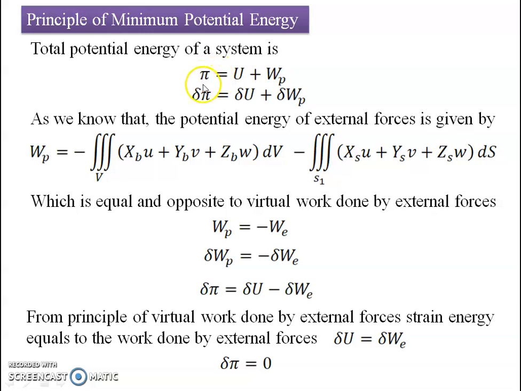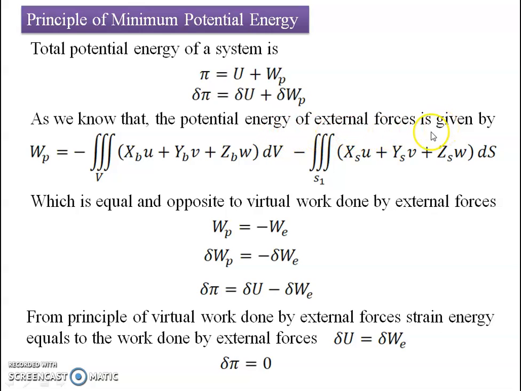If we take the incremental part of this, we can say dΠ equals dU plus dWp, where U is the strain energy and Wp is the potential energy of the external forces. So here we are going to consider incremental values, which will be a summative value of increments in strain energy and increments in potential energy of external force. We have also gone through the relationship of potential energy with reference to the applied forces.